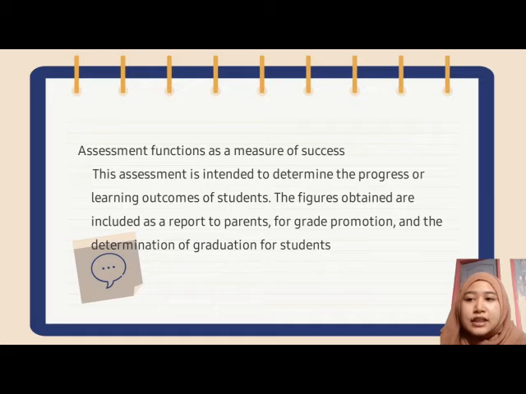And the last is assessment functions as a measure of success. This assessment is intended to determine the progress or learning outcomes of students. The figures obtained are included as a report to parents for grade promotion and the determination of graduation for students.